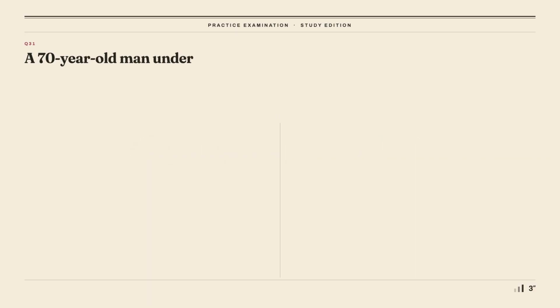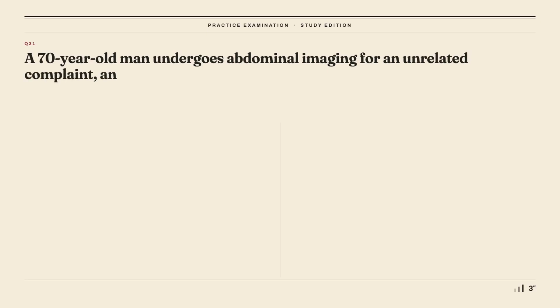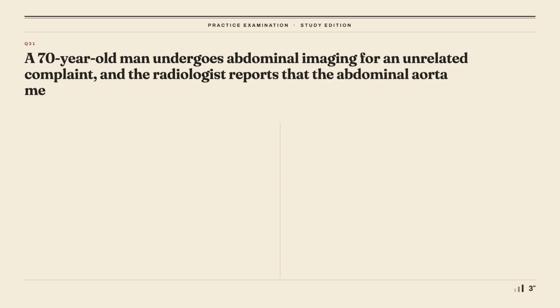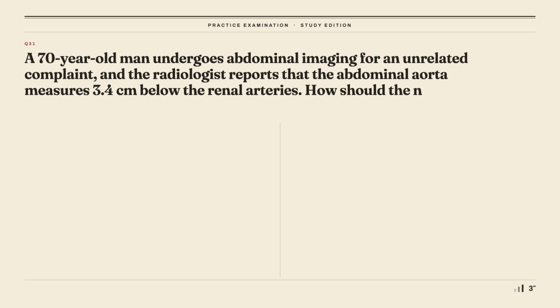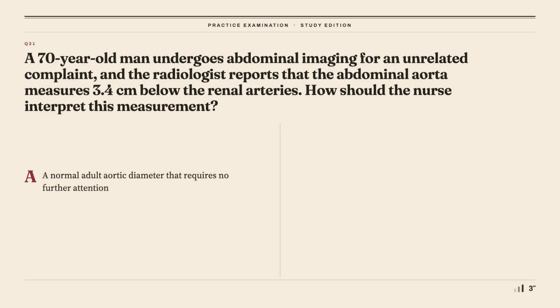Question 31. A 70-year-old man undergoes abdominal imaging for an unrelated complaint, and the radiologist reports that the abdominal aorta measures 3.4 cm below the renal arteries. How should the nurse interpret this measurement? Your options are A, a normal adult aortic diameter that requires no further attention.